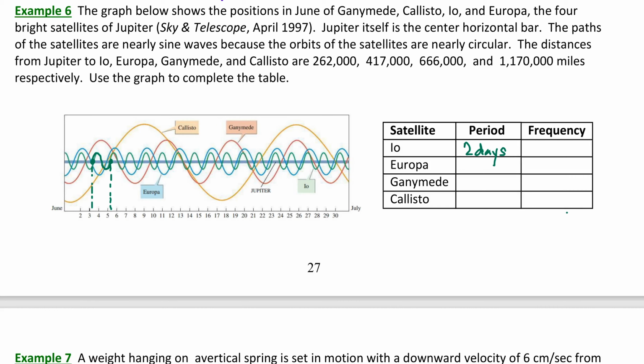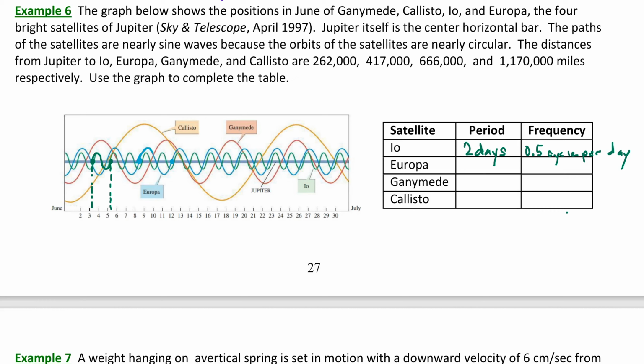So one complete cycle in 2 days. If I invert that, it's going to give me the frequency. That is, Io takes about 1/2 of its cycle per day. Let's consider the moon Europa. Europa is given by the blue curve there. So we just need to find the beginning and end of one complete fundamental cycle of a sine wave.